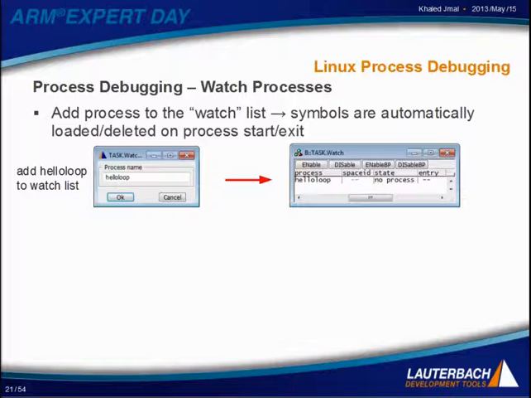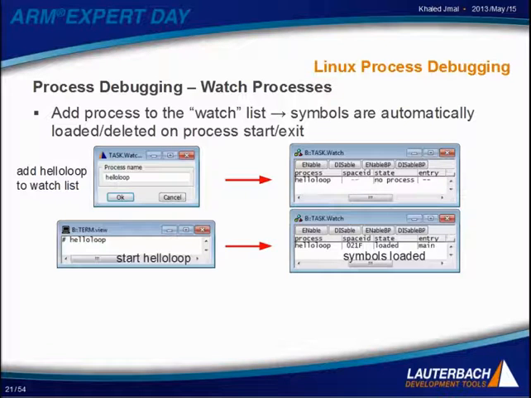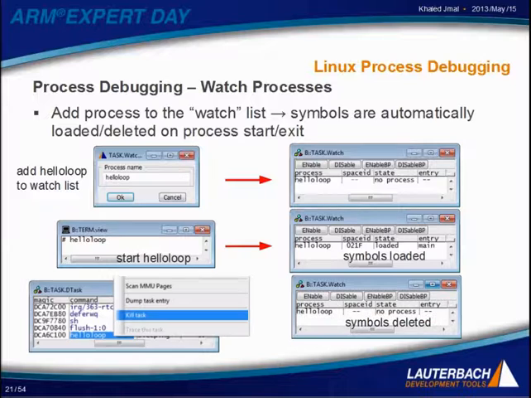For example, here hello loop is not yet running. We have not loaded any symbols. As soon as the process starts, the debugger will automatically load the symbols, and you will see this in the task.watch window. And when the process exits, the symbols will be deleted. For example, here we kill the process using the debugger. You can, in the task.dtask or in the task process window, do a right click and then kill process, and then press go. Then the process will be killed.